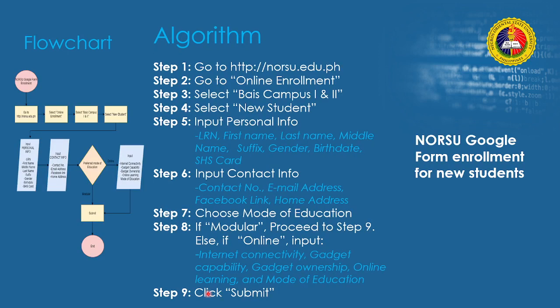And then here, this is the flowchart on how to enroll in NORSU Bais using the NORSU Google Form, and this would be the algorithm. So first, step 1, go to norsu.edu.ph, and so on and so forth. I don't think I have to explain it, right? Because it's going to be the same thing. However, you're not going to be using symbols, but instead you're going to write it as a list. Is that understandable?